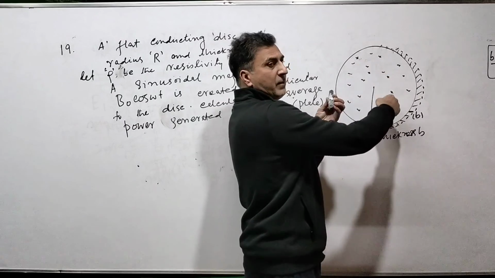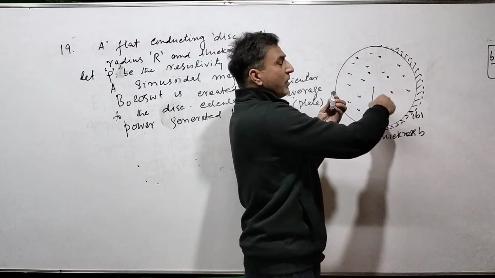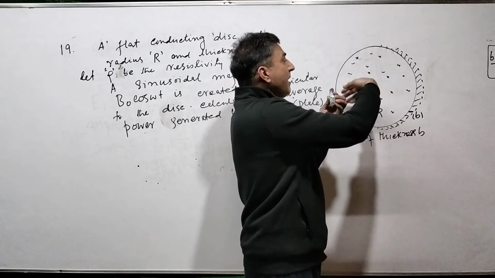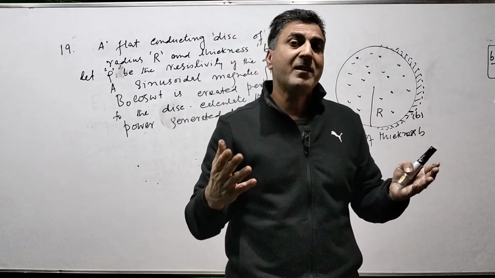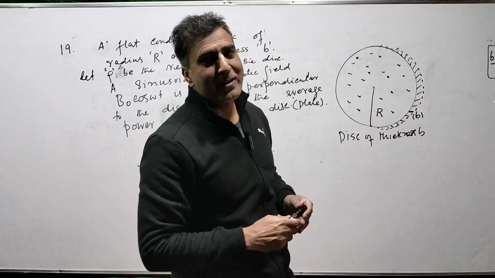Circular electric field will move the electrons in circles, in circular paths. That means this disk will get heated up. And how much heat this disk will generate in 1 second, that is the power generated by the disk. So it needs to be understood like this.